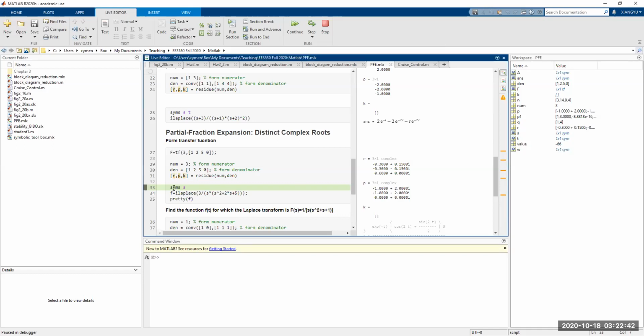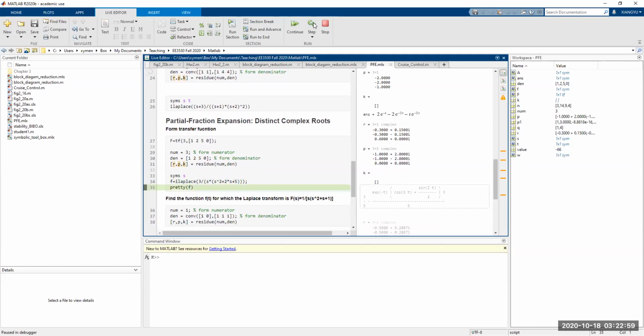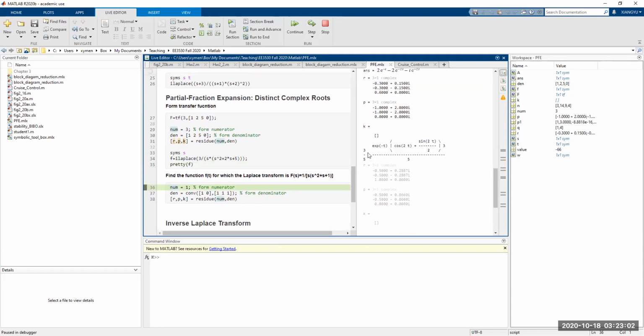We can also directly calculate the time function using the inverse Laplace transform of s cubed plus 2s squared plus 5s. So that's the time function: 3 over 5, plus exponential minus t times cosine 2t plus half sine 2t. I think we did this example in the lecture.